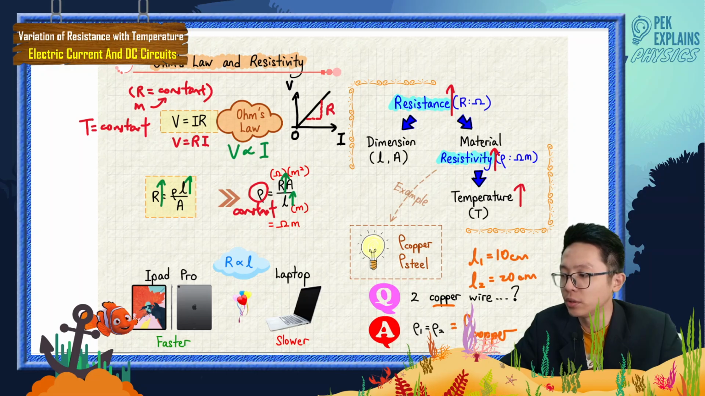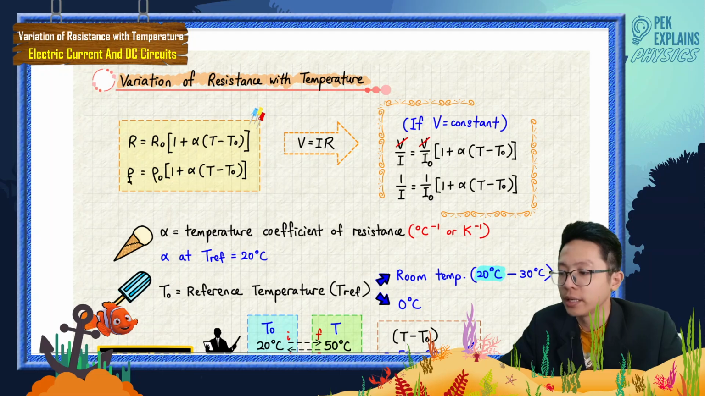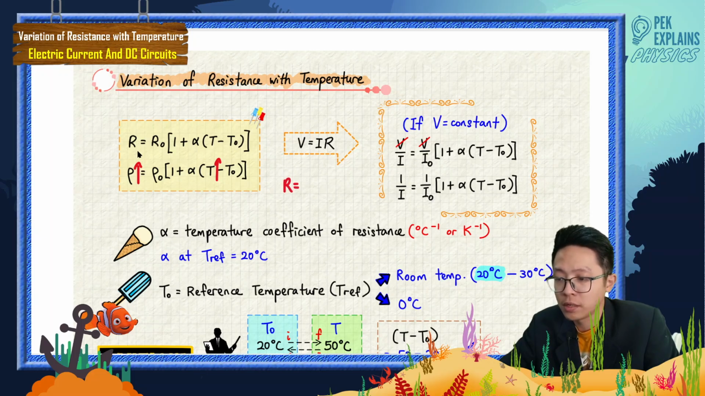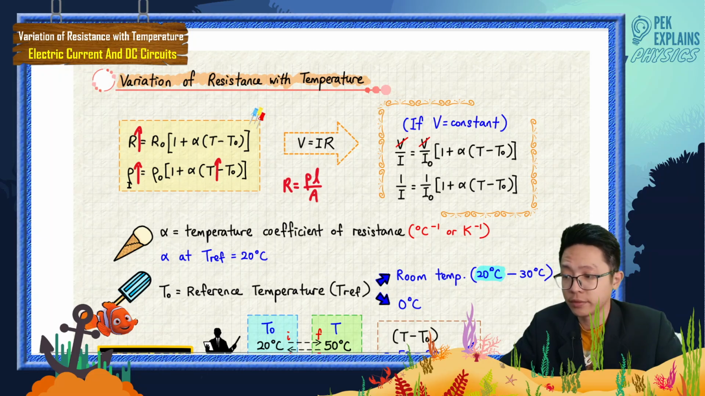Okay, resistivity, that's why I said the resistivity depends on temperature. If temperature increases, resistivity will increase. When resistivity increases, because of the formula rho L over A, the resistance is also affected. So when temperature increases, resistivity and resistance will increase.